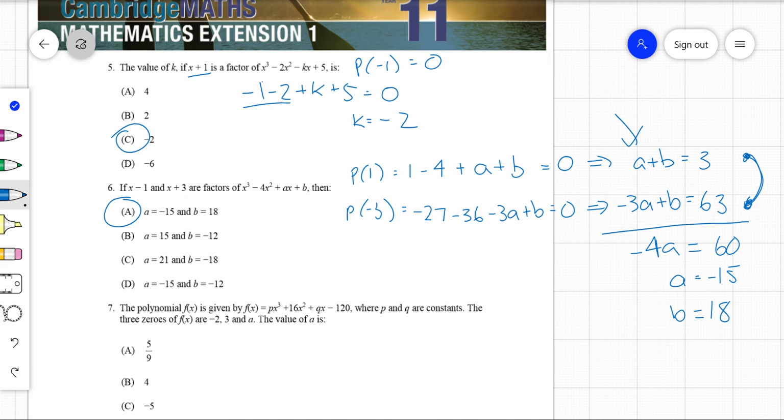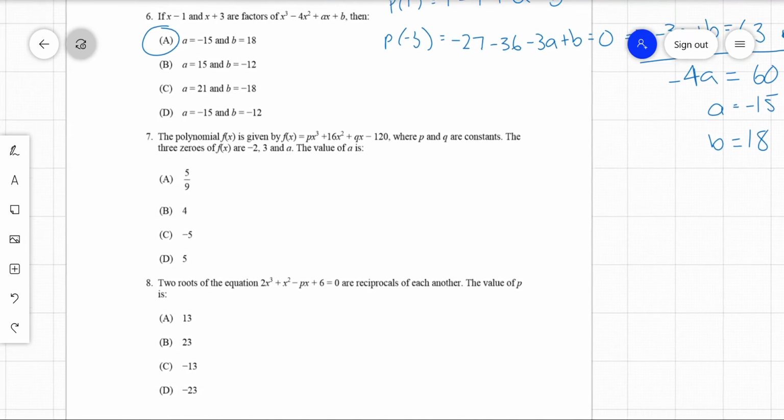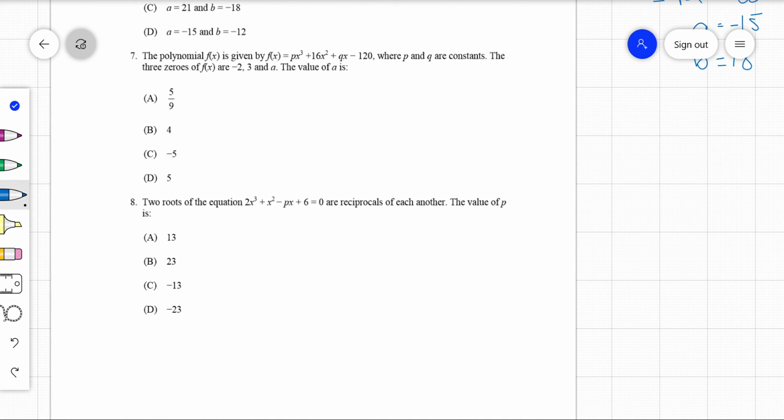All right, number 7. We know 3 zeros, so we know the roots are minus 2, 3, and a, and we're asked to find the value of a. We don't want too many unknowns because I think I'll have to use simultaneous equations. Let's say the sum of roots. Sum of roots is negative b on a, so negative 16 on p. So a would be negative 16 on p, and then we've got plus 1 minus 1.